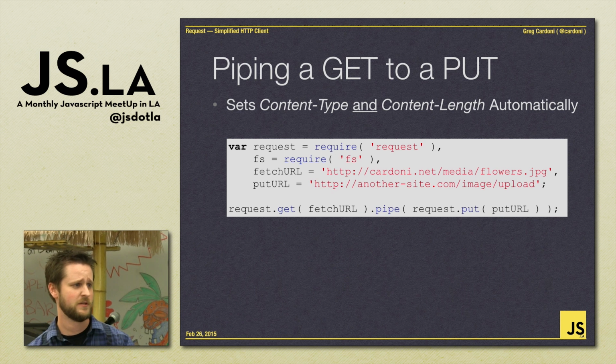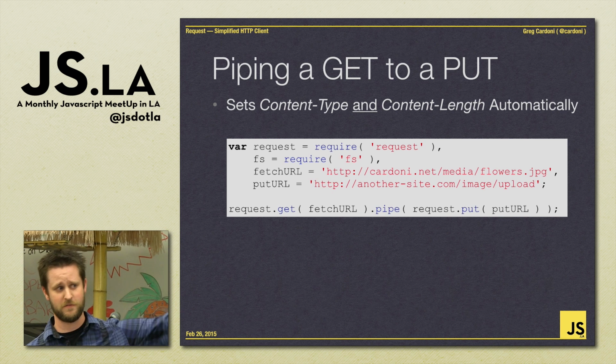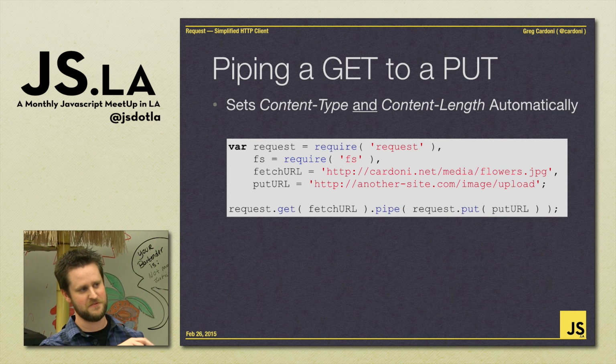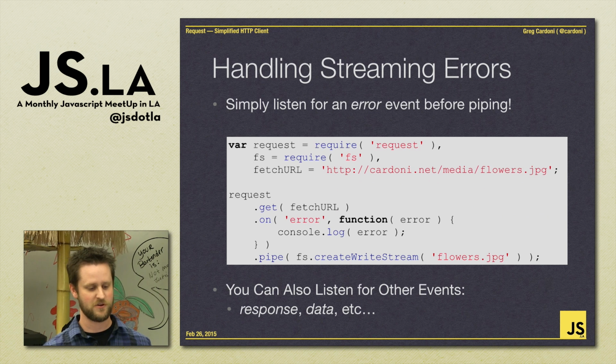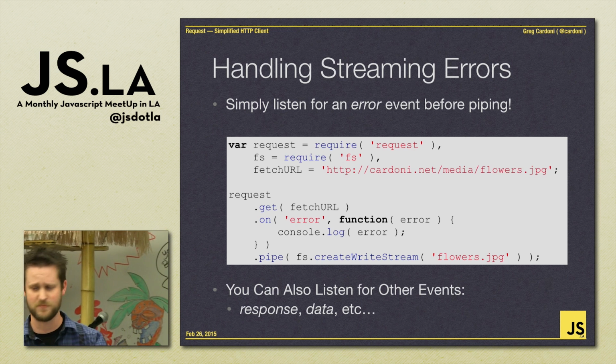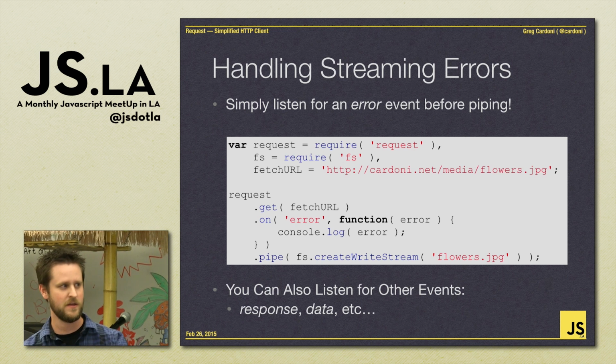You can do a GET and then pipe it directly into another PUT. So in this example, if you needed to request an image or something from another site, you'd get that, as you can see here down at the bottom, and you'd pipe it directly into a PUT or wherever you want to send that. And then you can also listen for various events. Response is an event, data is an event. In this case, error is an event, right?